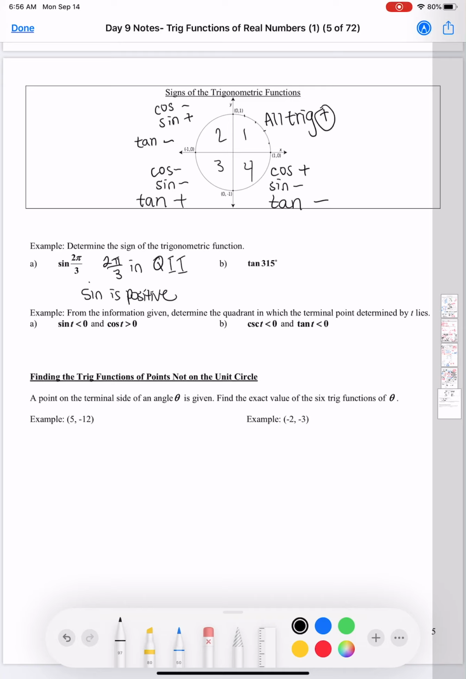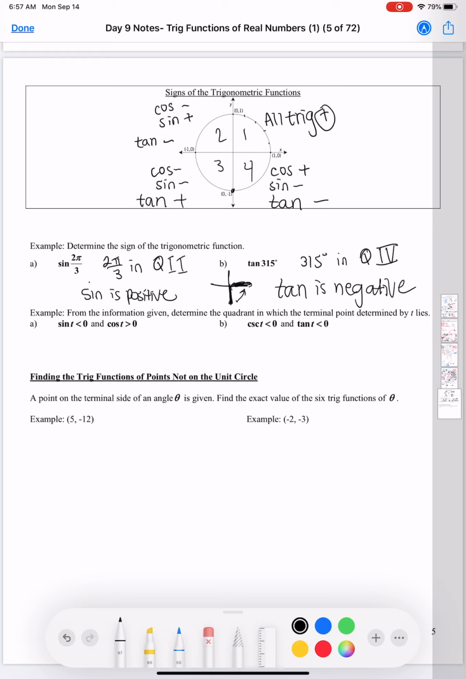All right, part B, tangent of 315 degrees. Well, 315 degrees would be in quadrant 4. Okay, so 270 is right here, and this would be 360. So 315 would lie somewhere in this 4th quadrant. All right, and in that quadrant, we see tangent is negative.